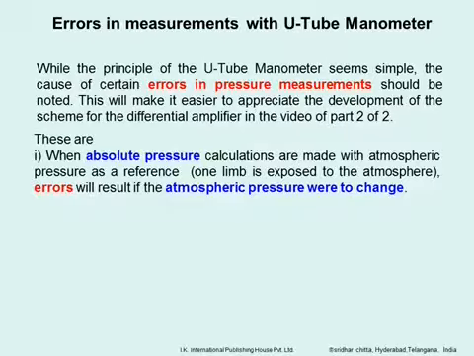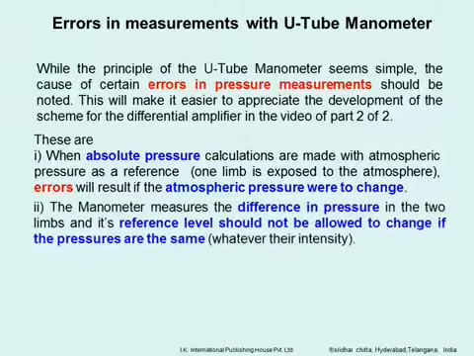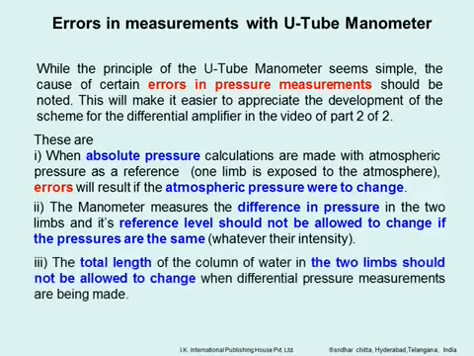When one limb is exposed to the atmosphere, errors will result if the atmospheric pressure were to change. The manometer measures the difference in pressure in the two limbs, and its reference level should not be allowed to change if the pressures are the same, whatever be their intensity. The total length of the column of water in the two limbs should not be allowed to change when differential pressure measurements are being made.